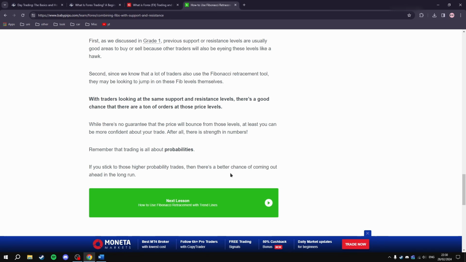Second, since we know that a lot of traders also use the Fibonacci retracement tool, they may be looking to jump in on these fib levels themselves.